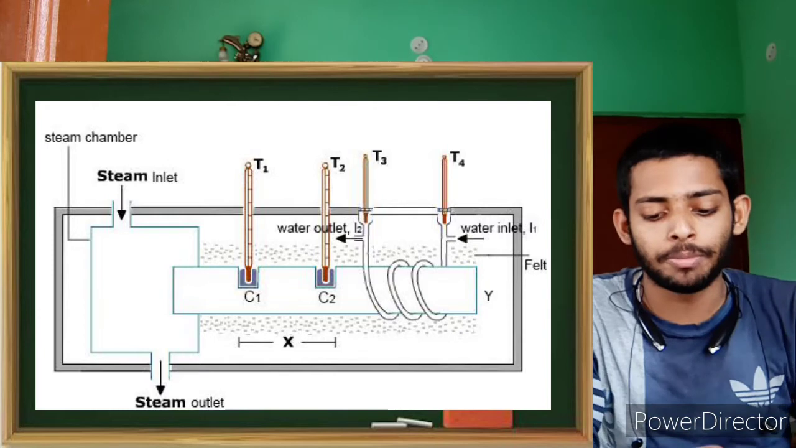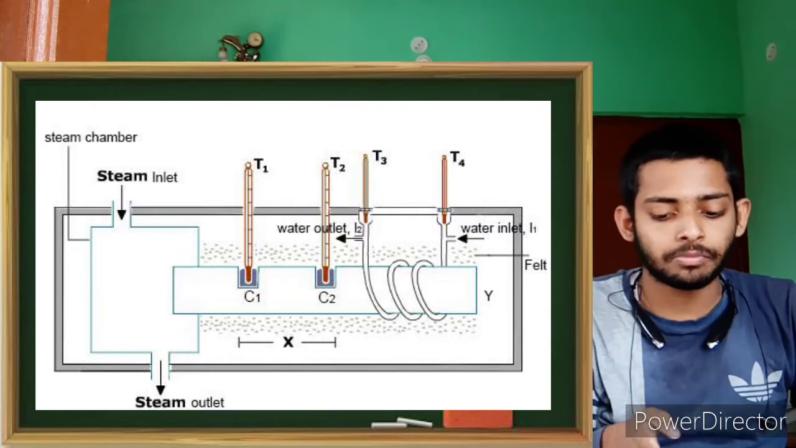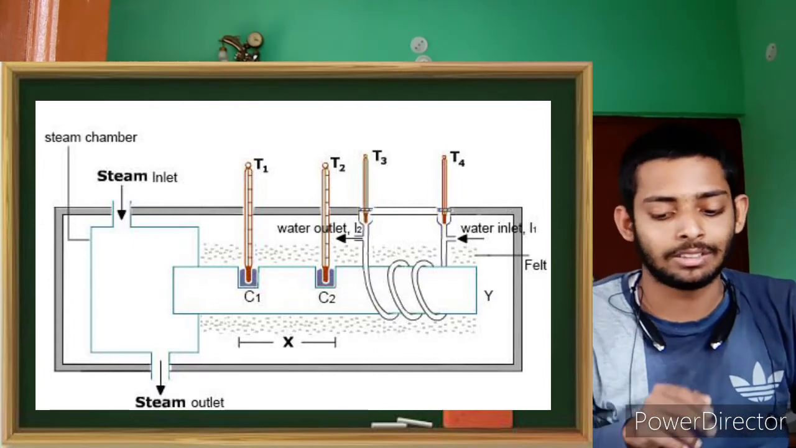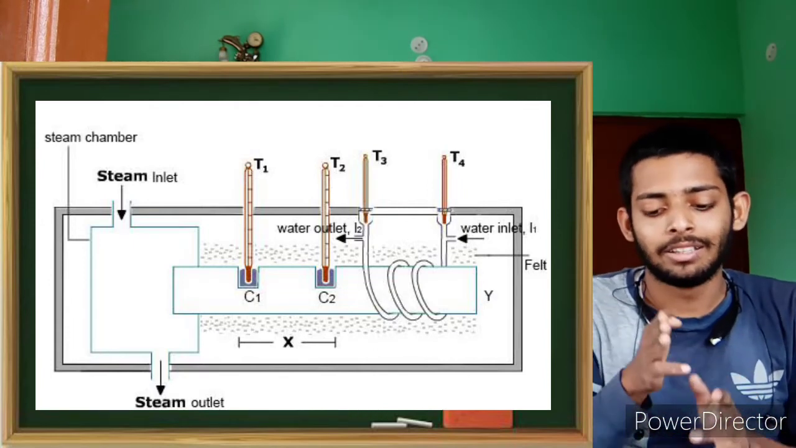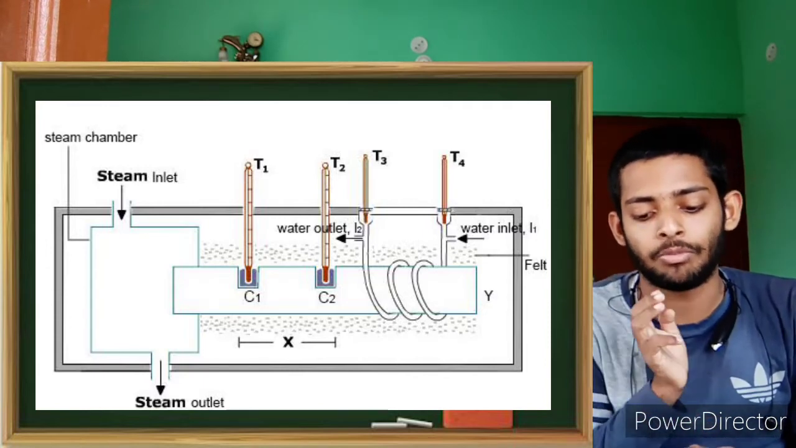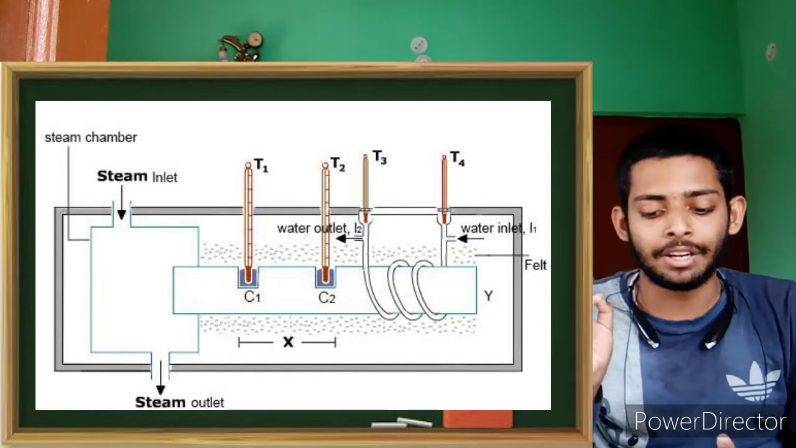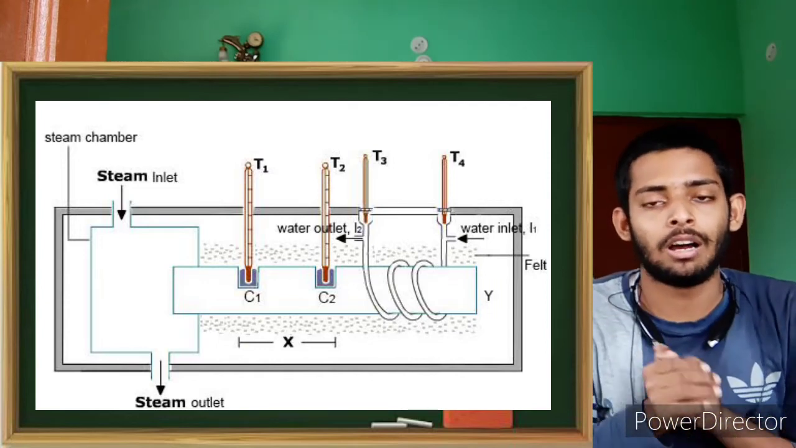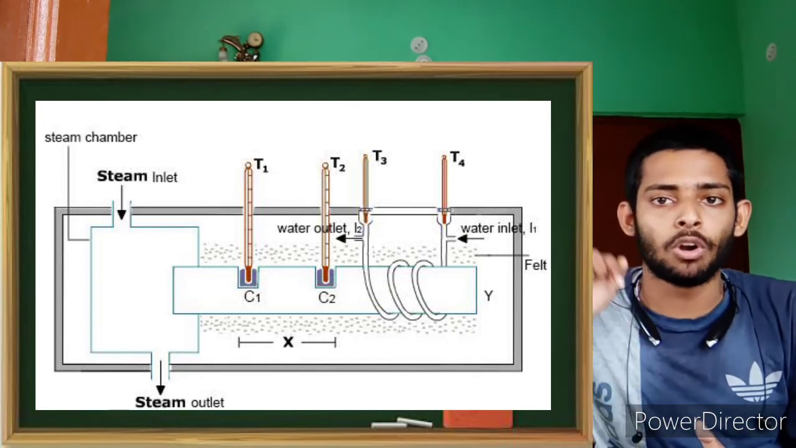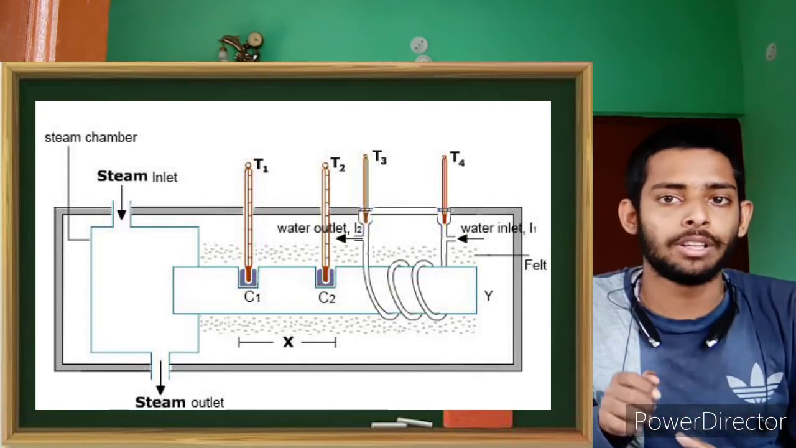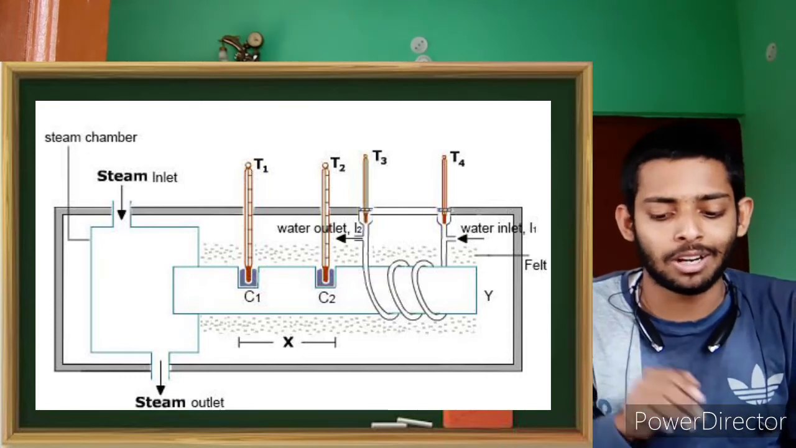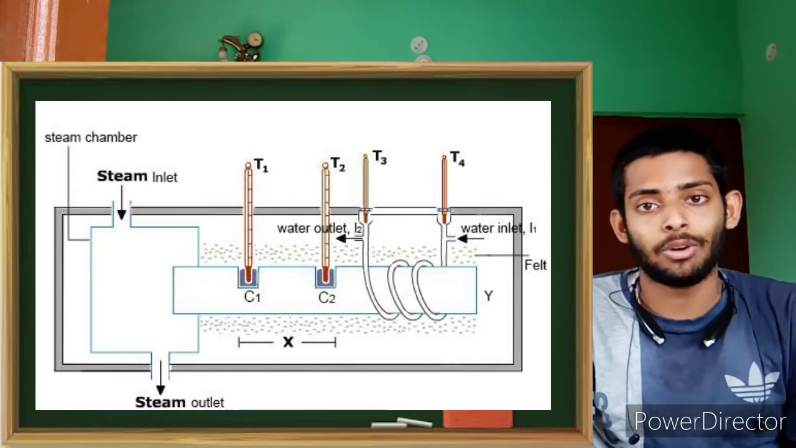The first thermometer T1 is installed at the leftmost part of the rod, and similarly the second thermometer T2 is some distance X apart from the first thermometer. T3 and T4 are the thermometers installed where the water is entering the copper tube and where the water is coming out. So this was all about the apparatus. Let's start our experiment.